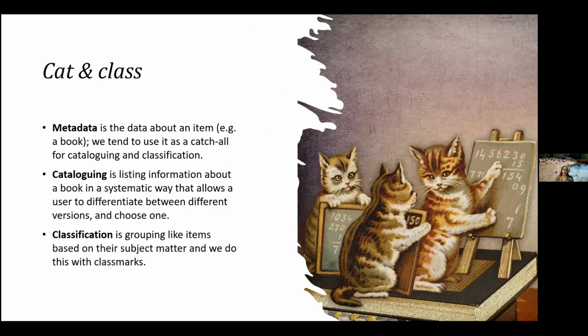So quick recap. Metadata is the data about an item, such as a book. I tend to use it as a catch-all for cataloguing and classification. Cataloguing is where we list information about a book in a systematic way so that users can differentiate between the different versions and choose one. And classification is where we put all the like items together based on their subject matter, and we do this with class marks.